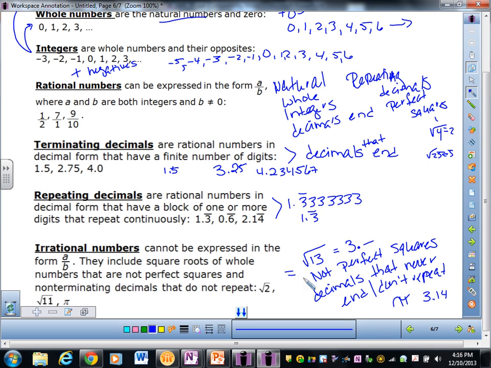So you have your square roots that are not perfect squares, such as the square root of 13, which would be 3 point, it would be a decimal, and your decimals that never end, such as pi, that never ends.